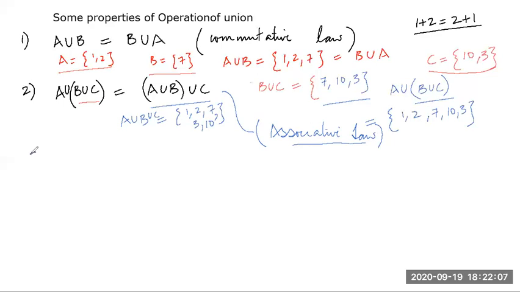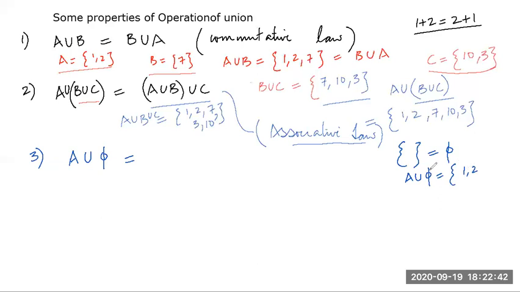Oh, that's great. So what is the third law? Third law is very simple. A union phi, null set. A union phi. Let's understand. Let's say A is same, 1, 2. What is phi? Phi is a null set. No element. So what will be A union phi? Write down elements of A. Elements of A are 1, 2.